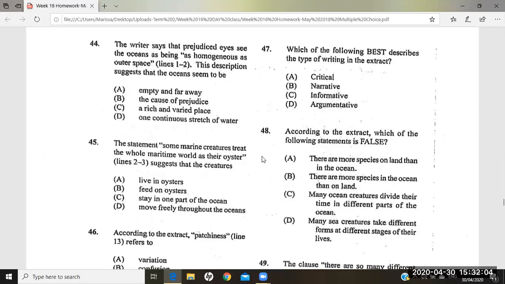45, Sorrento, you will do this one. It says, the statement, some marine creatures treat the whole maritime world as their oyster, suggests that the creatures are what? So, Sorrento, what did you have for 45? When we say that they treat the maritime world as their oyster. The answer is not A. The answer is indeed D. Move freely throughout the ocean. So that is the answer.